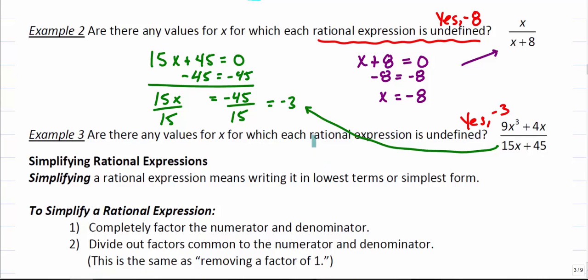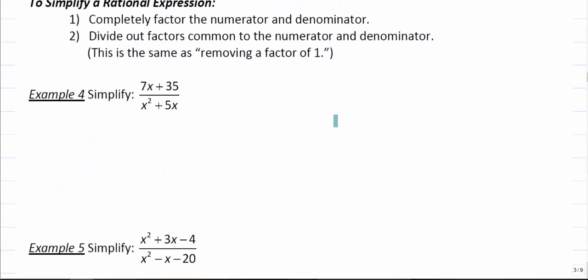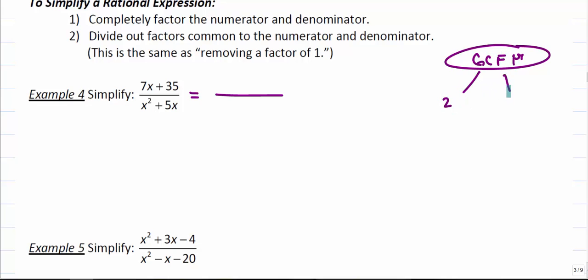So, to simplify rational expressions, it says completely factor the numerator and denominator, and then divide out common factors. So, when I look at this, my first step is to figure out, is there anything I can factor in 7x plus 35? And remember, with my factoring flow chart, I always want to do GCF first. And then it's based on whether there's 2, 3, or 4 terms. If there's 2 terms, is it difference of squares? If there's 3 terms, it's diamond or Claudia. And if there's 4 terms, it's grouping.